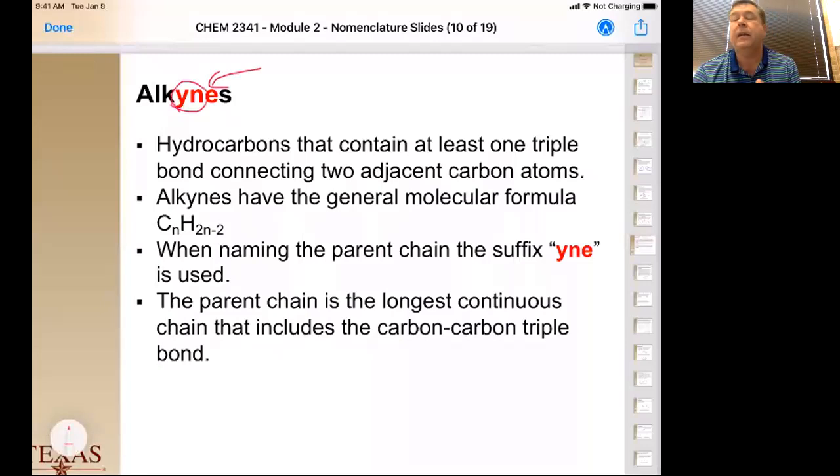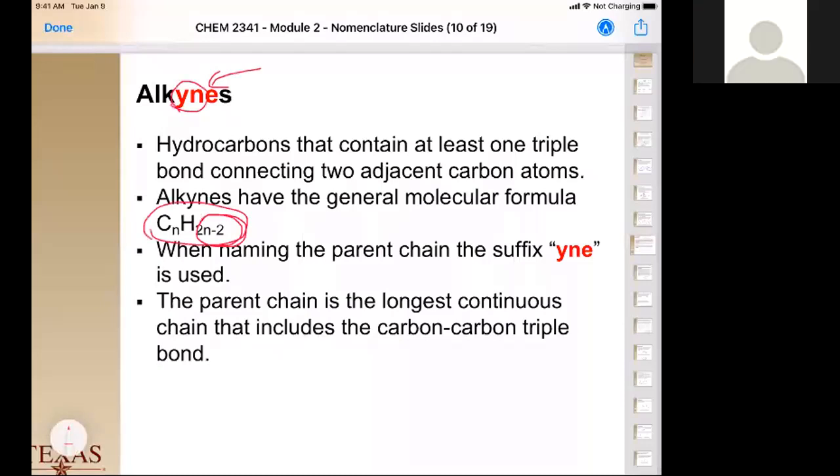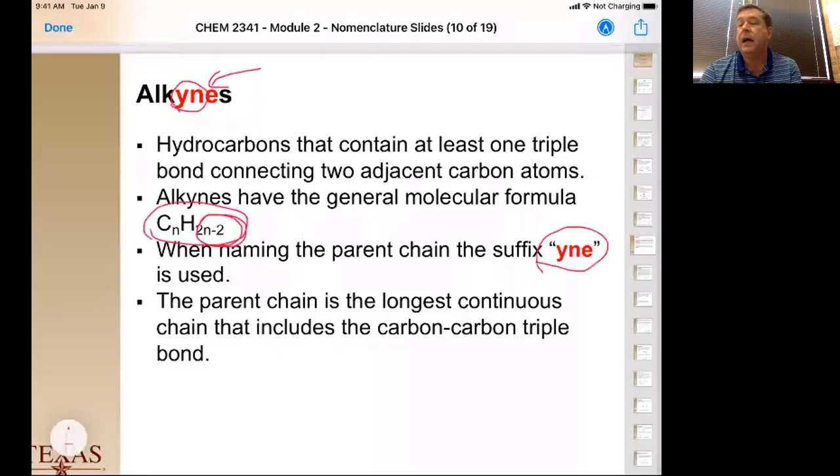The YN is the fact that we have at least one triple bond between 2 adjacent carbons, okay? And when we make that second pi bond, we lose 2 hydrogens. So our generalized molecular formula now becomes CnH2n-2. That's how we get the second double bond, okay? And these are all with the suffix "-yne".